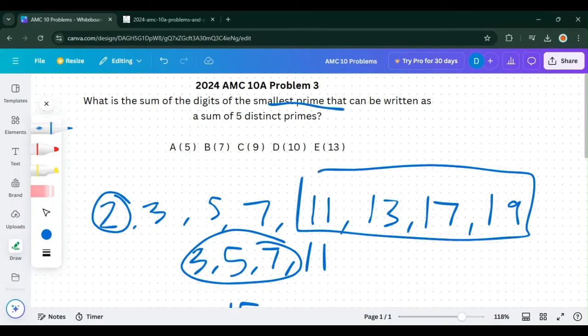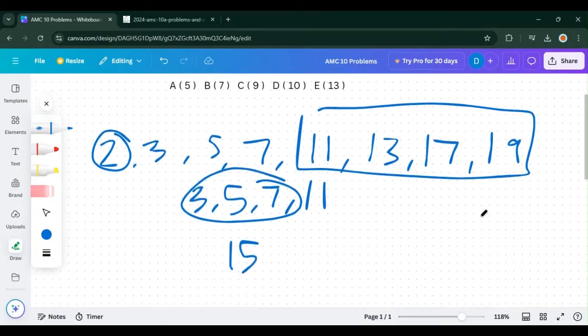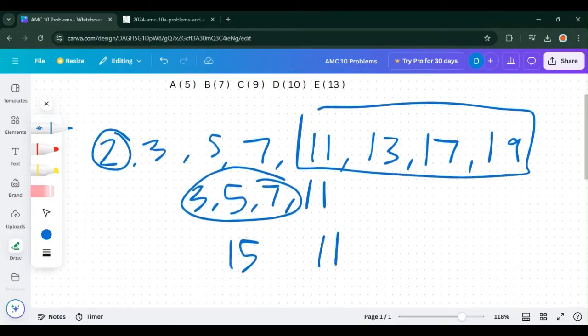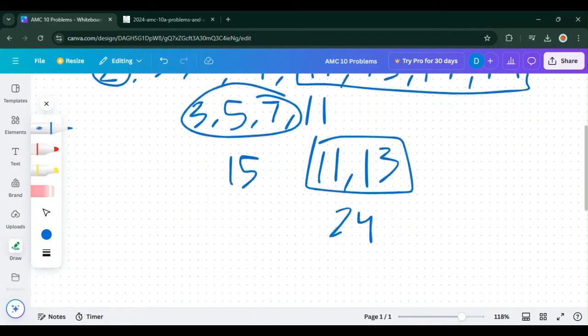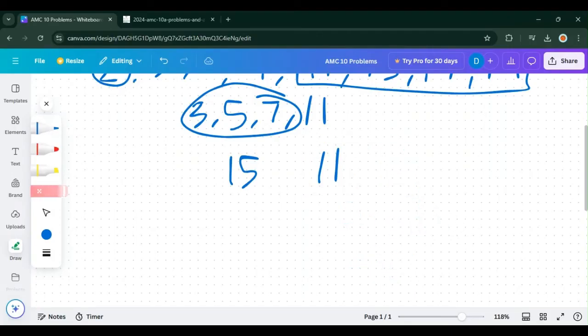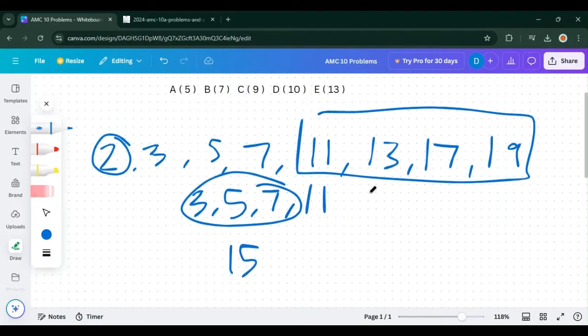And then it's just basically a guess and check for the last 2 prime numbers. And there's not really much guessing and checking to do here because we're trying to find the smallest. Remember, we're trying to find the smallest. So the smallest possible is 11 and 13, but that won't work because 11 plus 13 is equal to 24. 24 plus 15 is equal to 39, and that's not prime because it would be divisible by 3.